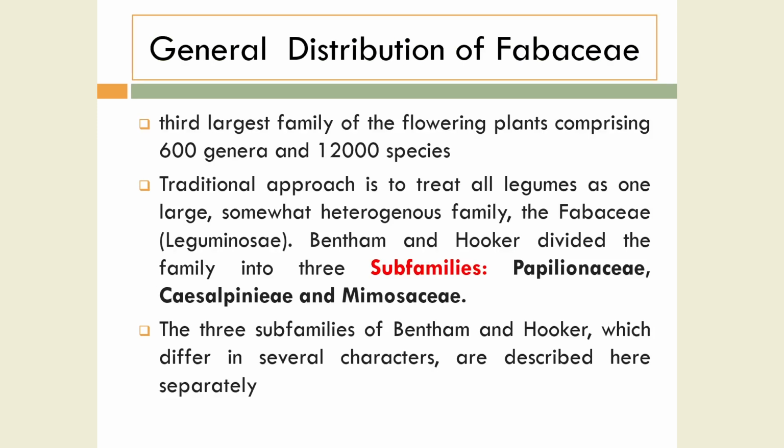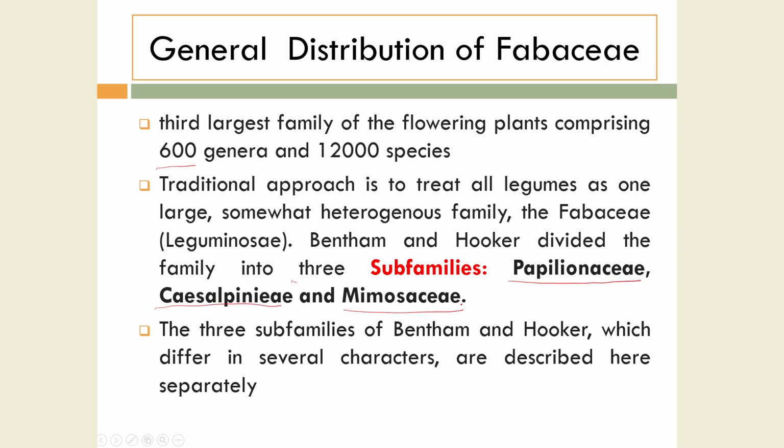If you see the general distribution of the Fabaceae family, this is the third largest family of the flowering plants. It has around 600 genera with around 12,000 species. It is a very important family because it treats all the legumes as one large group, and it is quite a heterogeneous family. Bentham-Hooker divided this family into three subfamilies: Papilionaceae, Caesalpiniaceae and Mimosaceae.